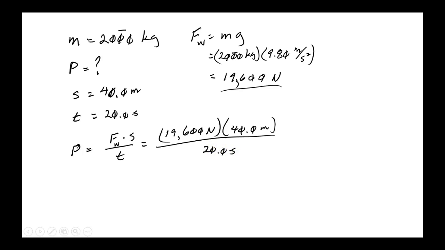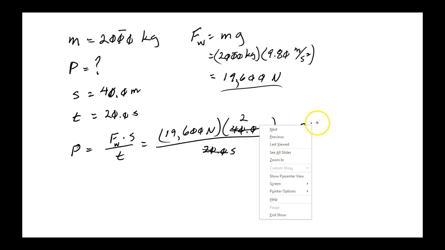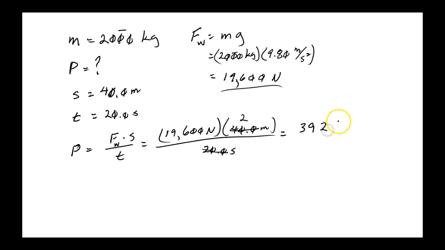20.0 seconds. And again, I'm going to be really lazy about this and divide my 20 into 40 and get 2, because 20 goes into 40 2 times. That could be 2.00, but I'm not going to worry about that right now. So all I have to do is multiply that by 2, and that gives me 39,200 what units?